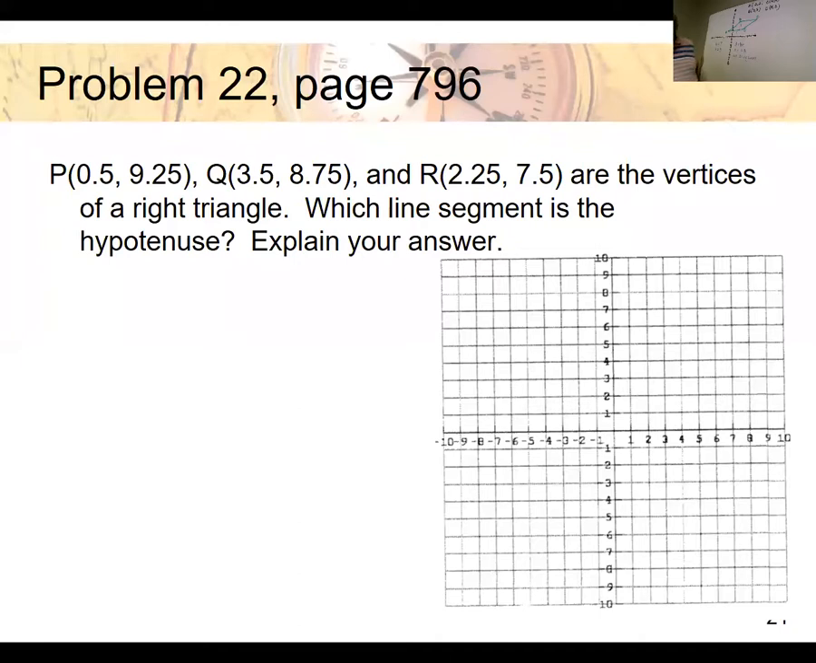Now let's say we have something like this one. Here we've got P with the ordered pair 0.5 and 9.25. Q has the ordered pair 3.5 and 9.75, and R has 2.25 and 7.5. Those are the vertices of a right triangle. Which line segment is the hypotenuse? And explain your answer.